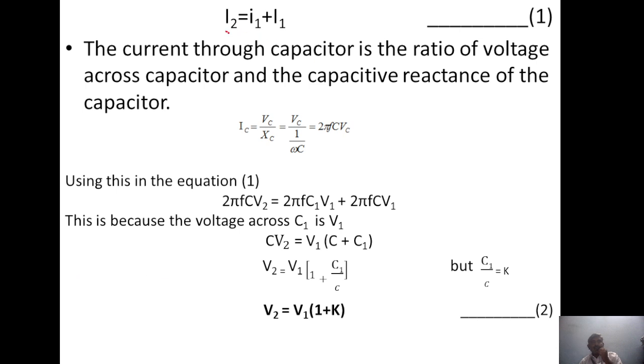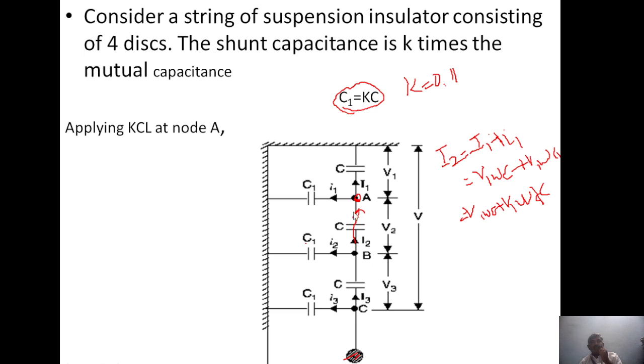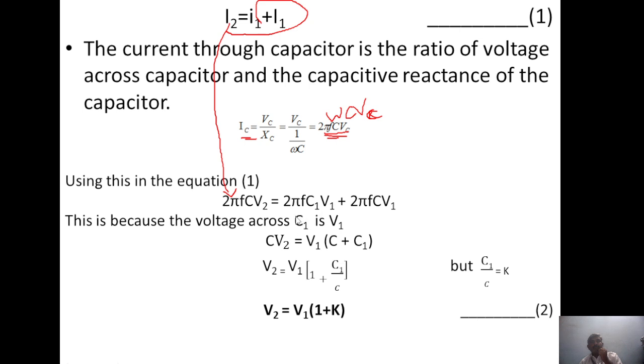So I2 equal to incoming current is equal to outgoing currents. The capacitance formula, current flow through the capacitor is 2 pi f C into Vc, or you can take it as omega C into Vc, nothing to worry. Omega is 2 pi f, so omega C into Vc. So I2 becomes 2 pi f into C V2, because the current flows through here. The voltage across this disk is V2, so you have to take 2 pi f C into V2 as the I2 value, and then I1.